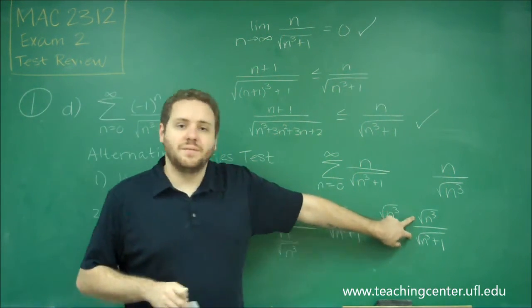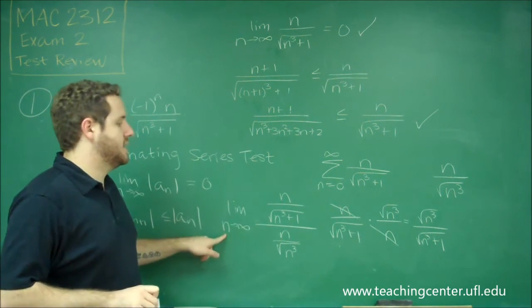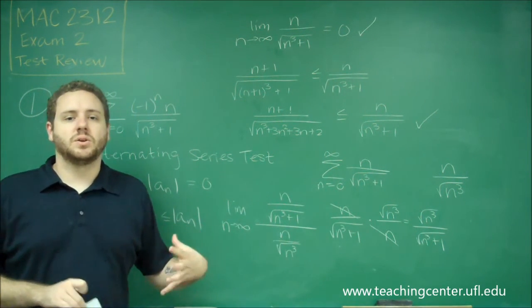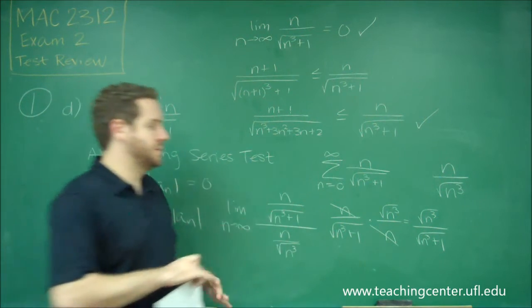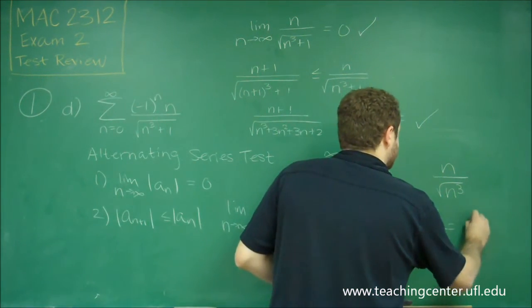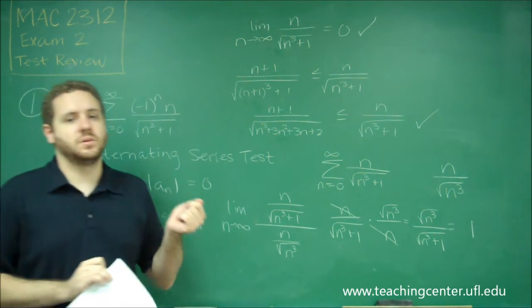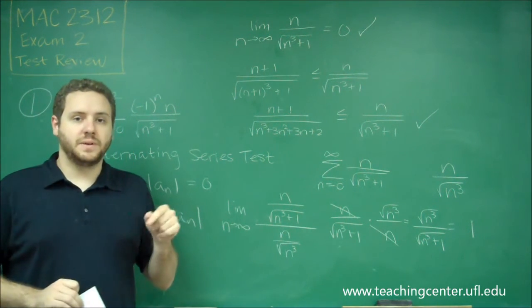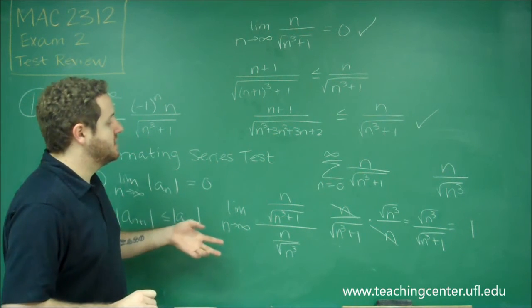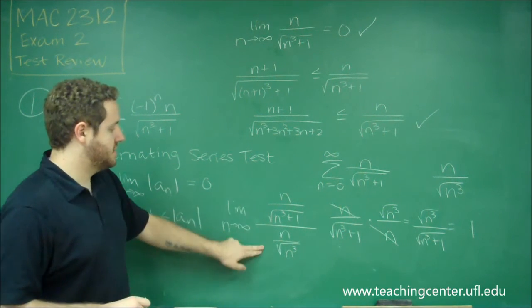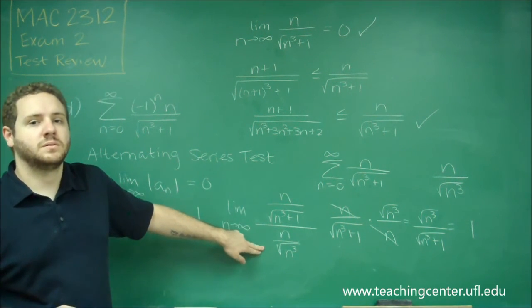These two functions have the same degree. So when you take the limit as n goes to infinity, you would just take their coefficients, which are 1 and 1. So this is equal to 1. So that is a positive finite number, not 0 or infinity. So that tells us by the limit comparison test, these two series have to have the same behavior.